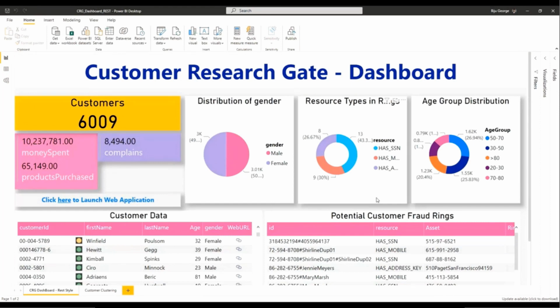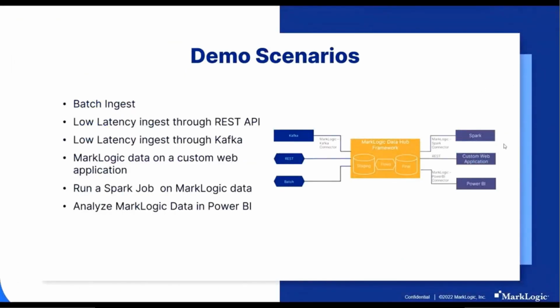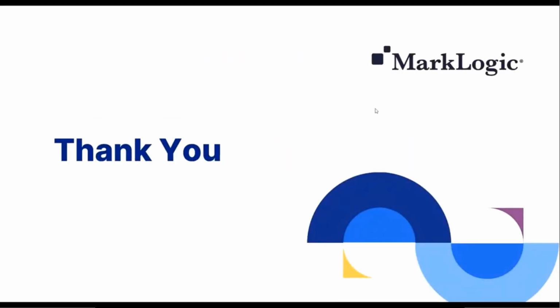So basically, what we have seen today is that from MarkLogic, we can connect to different technologies, different systems using different ways. So what we saw was connecting to Kafka, a direct REST API connection on the ingestion side, ingesting data in batch, connecting to a Spark environment, connecting to a custom web application, and connecting to an analytical tool, Power BI. Okay. That's the demo for today.